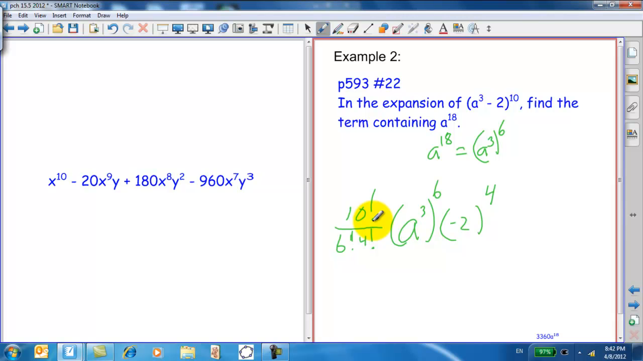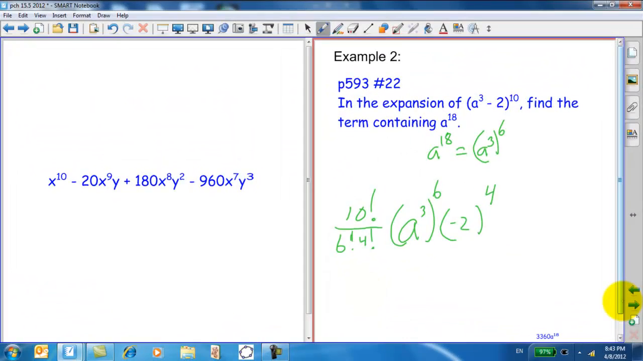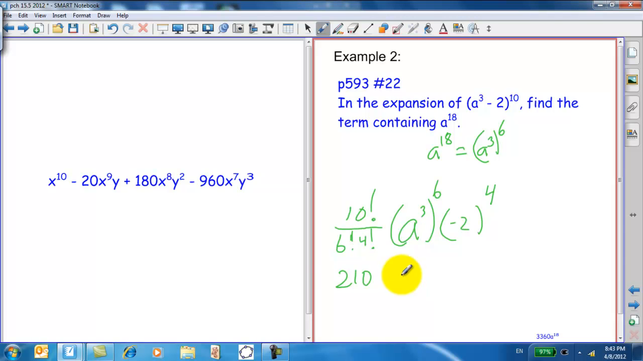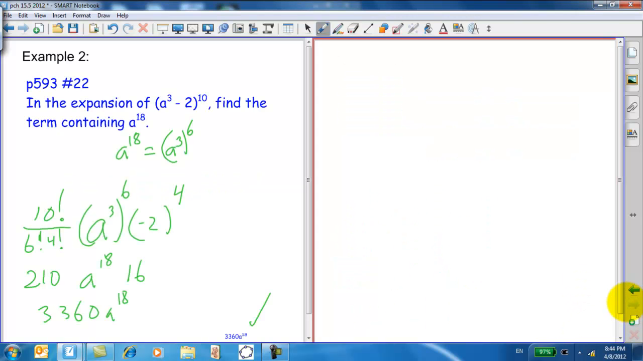Now, another thing to watch out for when you're expanding terms is to always do these powers first and then multiply by the coefficient into the powers. So 10 factorial over 6 factorial, 4 factorial, that's the one we've seen many times. That's 10C4, which is 210. a^18, (-2)^4 is 16. So now we take 210 times 16, and we get 3360 a^18. Check.